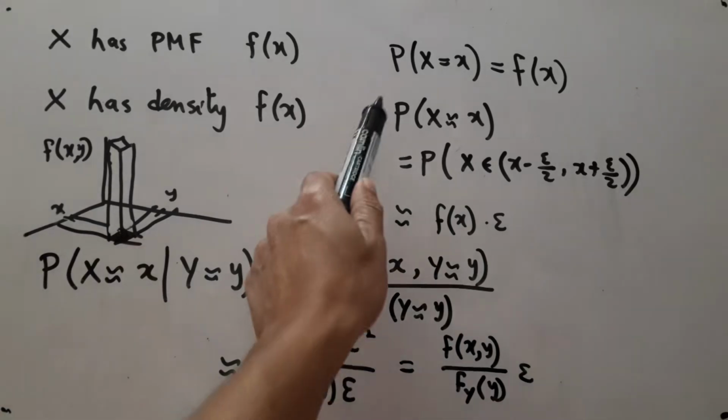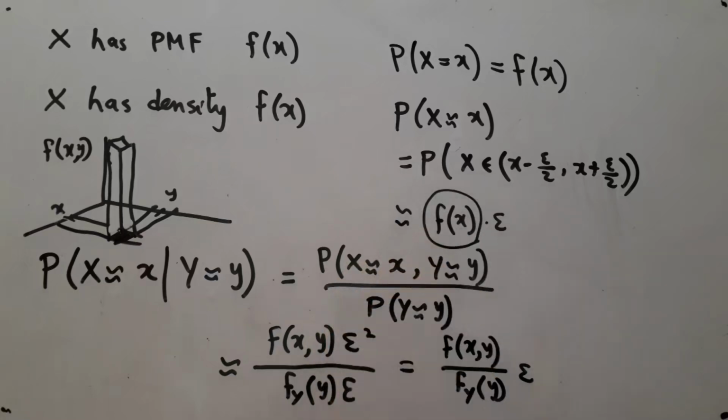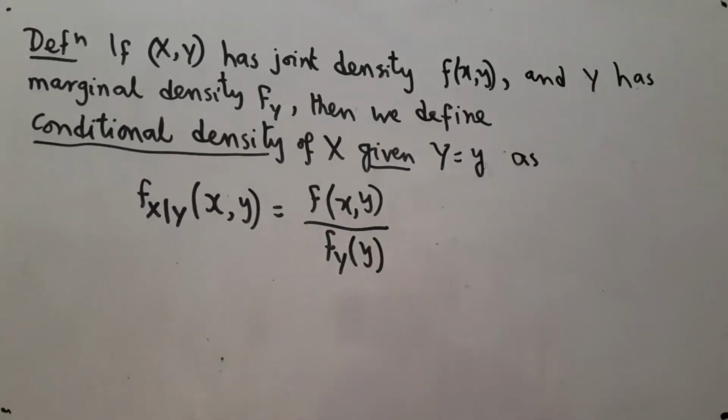Now observe that this was approximately equal to this, then we called this fellow density. This is approximately equal to this, again epsilon times something, so isn't it very natural that I should call this the conditional density of x given y equal to y. So if xy has joint density fxy and y has marginal density fy, then we define conditional density of x given y equal to y as this thing that we discussed.